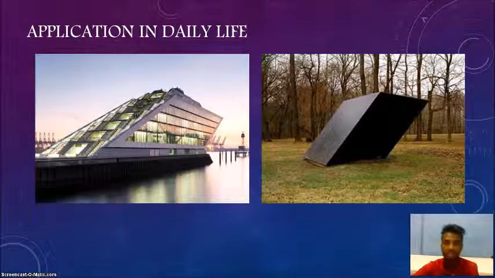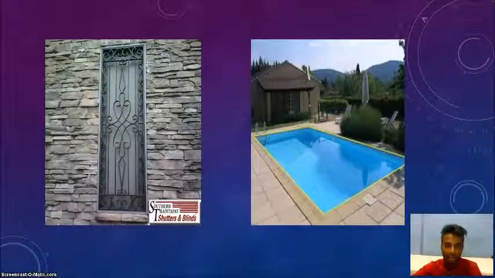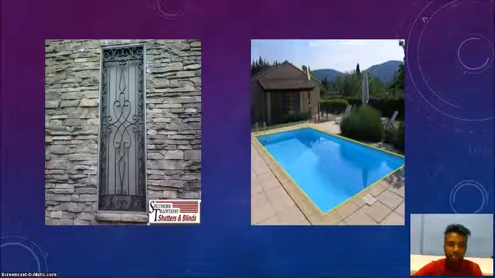Application of polygons in daily life. Parallelogram can be used as structures for buildings or as a sculpture. Rhombus is usually used as a signage for traffic rules, or it can be used as a mechanical crank as shown in the picture. Rectangle has many applications, but a few of them are a window grill and a swimming pool outline.